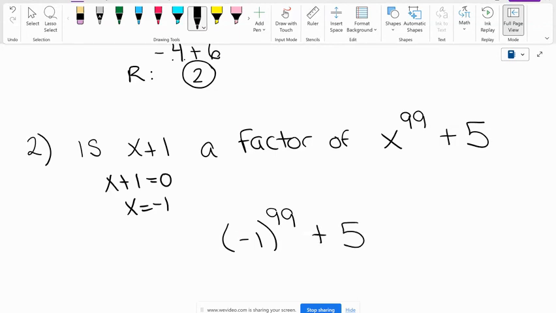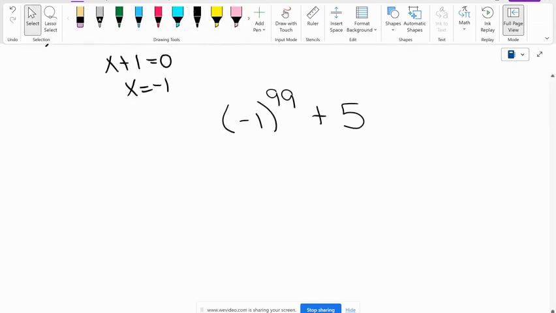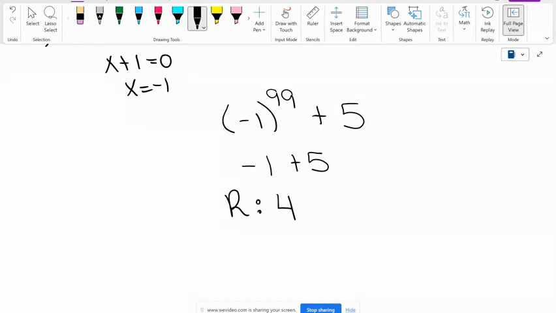Whenever you raise a negative number to an odd power, is it positive or negative? Negative. Anytime you raise a negative number to an even power, what is it? Positive. So I'm taking -1 and I'm raising it to an odd power, so it's going to remain -1. -1 plus 5 is 4. So our remainder is 4.